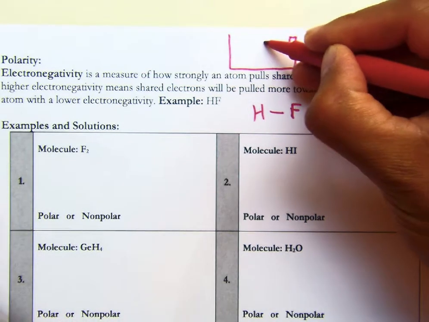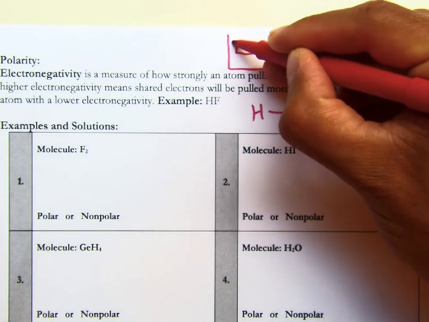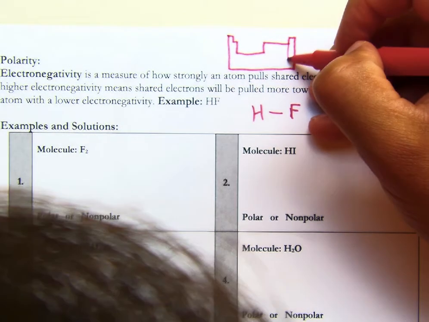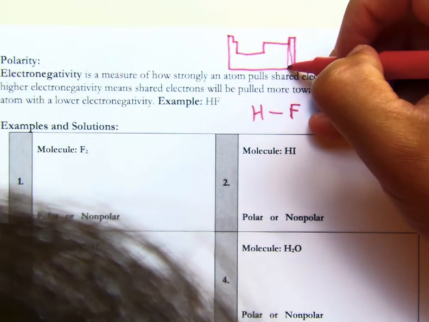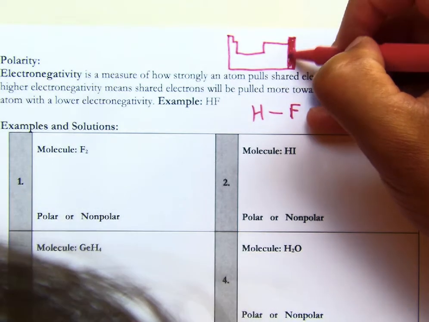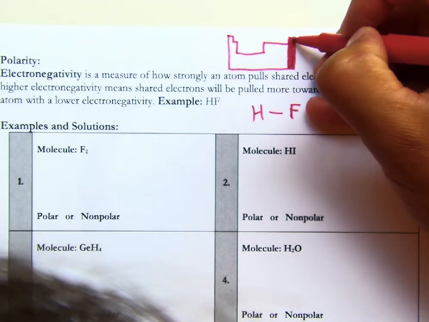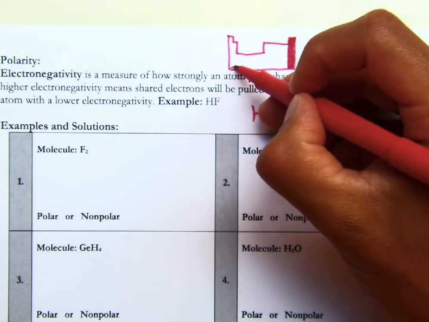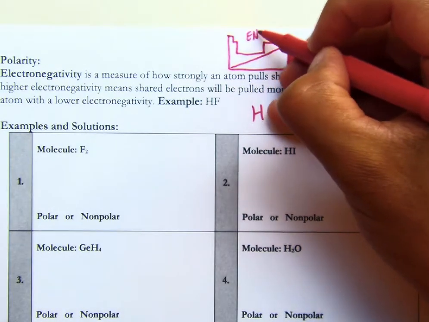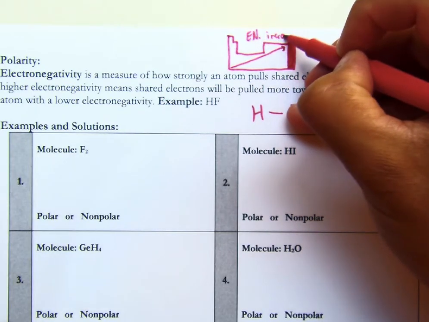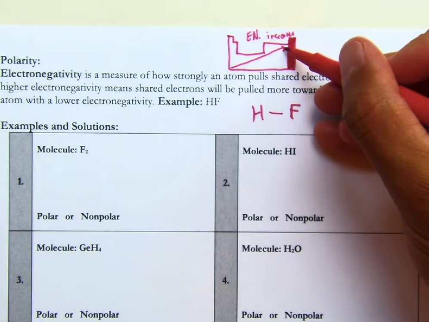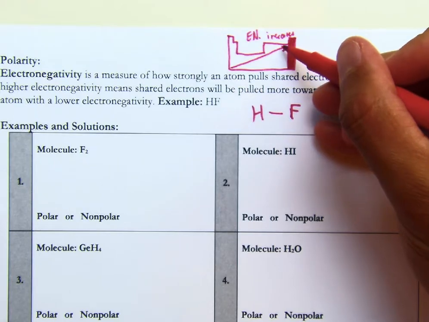The general trend is, if that's our periodic table, these are the noble gases. We ignore them in terms of electronegativity because they have full octets and they don't tend to pull shared electrons towards themselves. But in general, if you go up and to the right, electronegativity increases. That says increases. It's basically illegible, but fluorine is right here on the periodic table. So it's the most electronegative element.